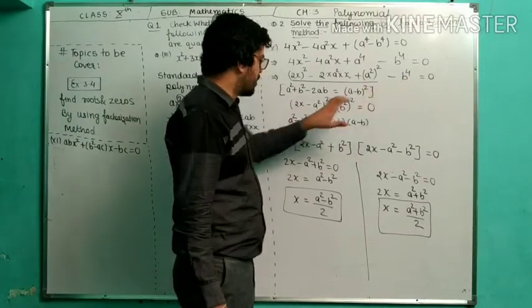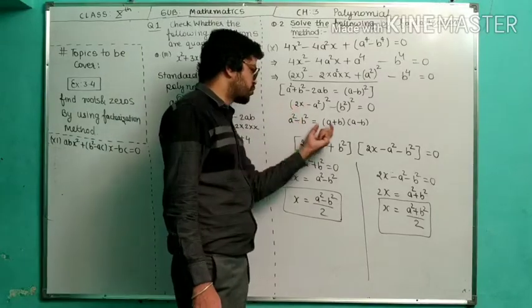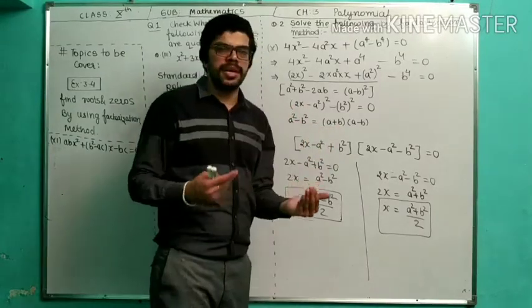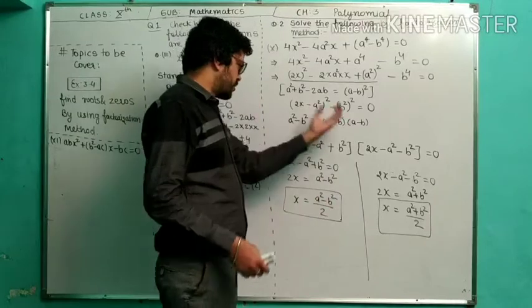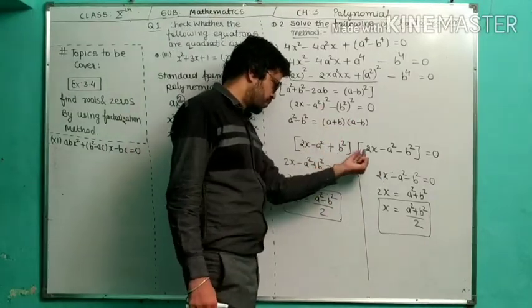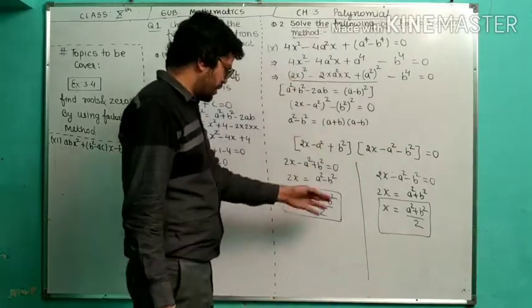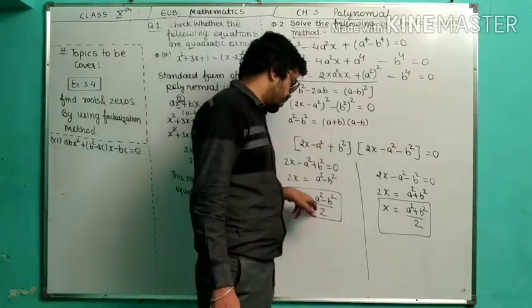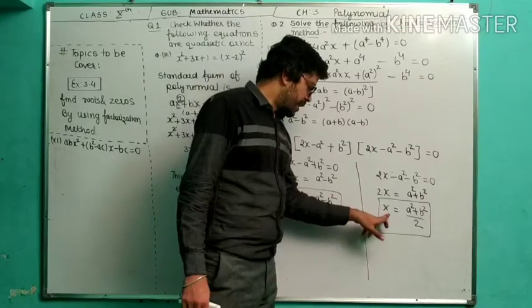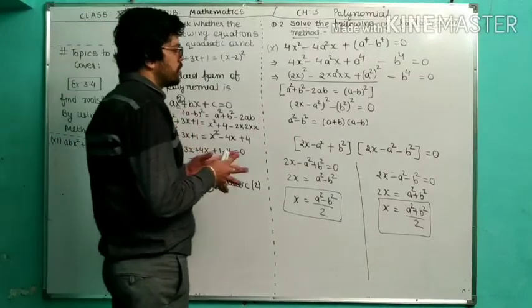I converted because another formula in my brain was created: a² − b² is equal to (a + b)(a − b). So after applying this formula, two things I got: (2x − a² + b²) and (2x − a² − b²). So after solving this, we got the value of x is equal to (a² − b²) upon 2, and x is equal to (a² + b²) by 2. So two zeros we got here.